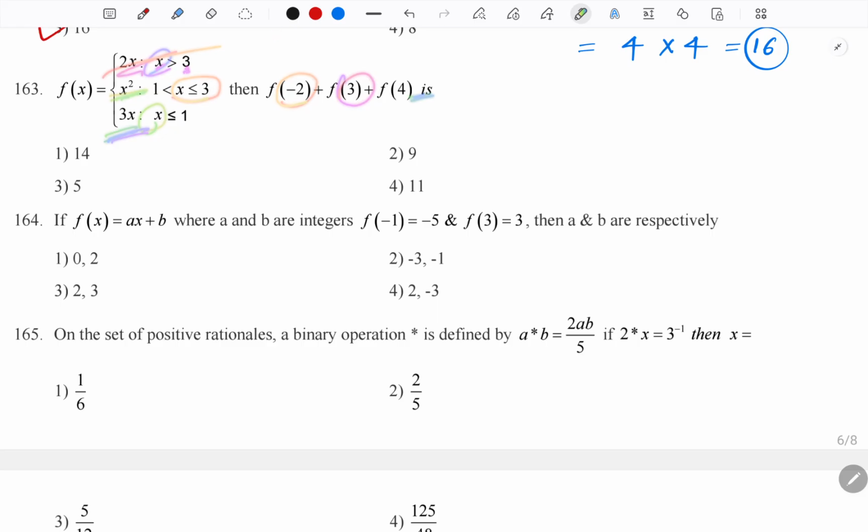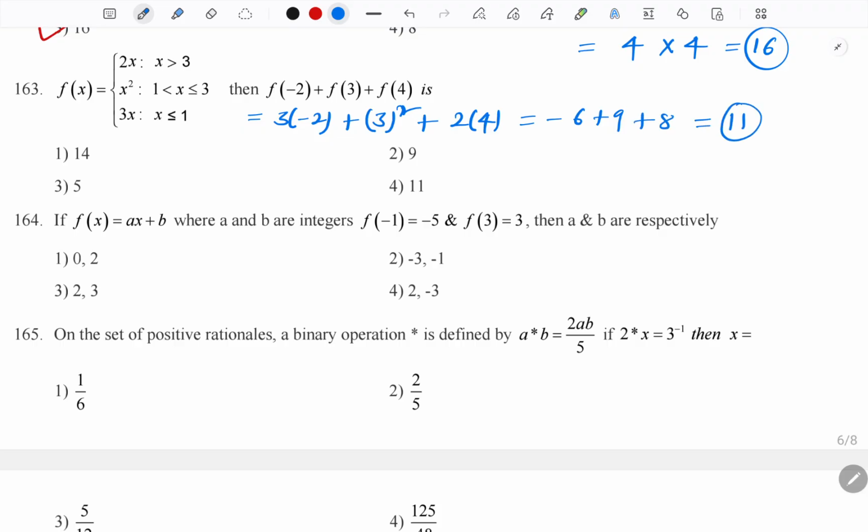Substitute f of minus 2. Then what is f of minus 2? 3 into minus 2, plus f of 3. It's x square, it means 3 square. Next, 4. It will take 2 times 4 minus 6 plus 9 plus 8. So 9 plus 8 is 17. 17 minus 6, it's 11, is the correct answer. So option number 4. Clear students? So here it will take this one, here it will take this function.